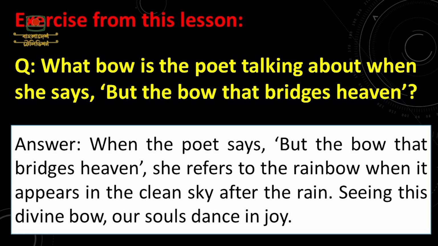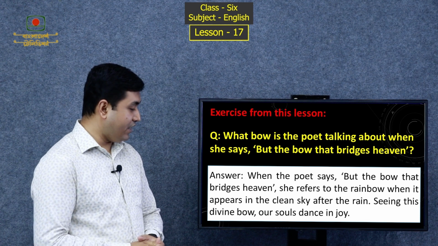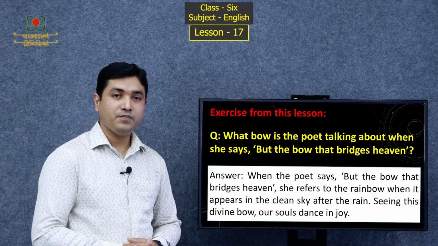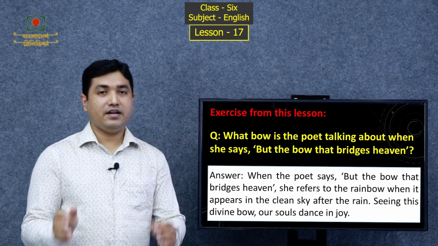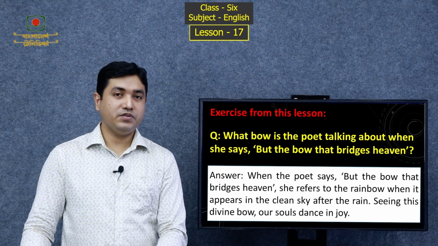So, dear learners, here the poetess says, but the bow that bridges heaven, she refers to the rainbow when it appears in the clear sky after the rain, and seeing this divine bow, our souls dance in joy. So, dear learners, I hope this poem is clear to you and you have understood something after this lesson.